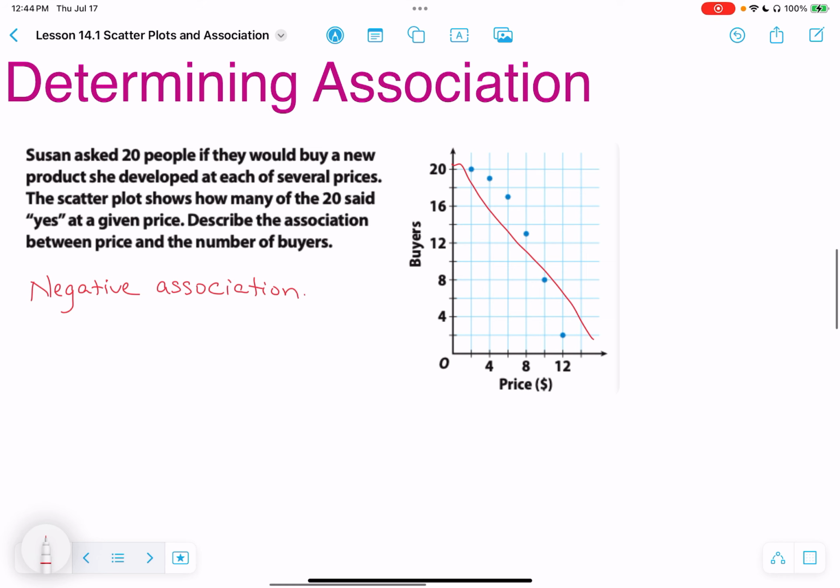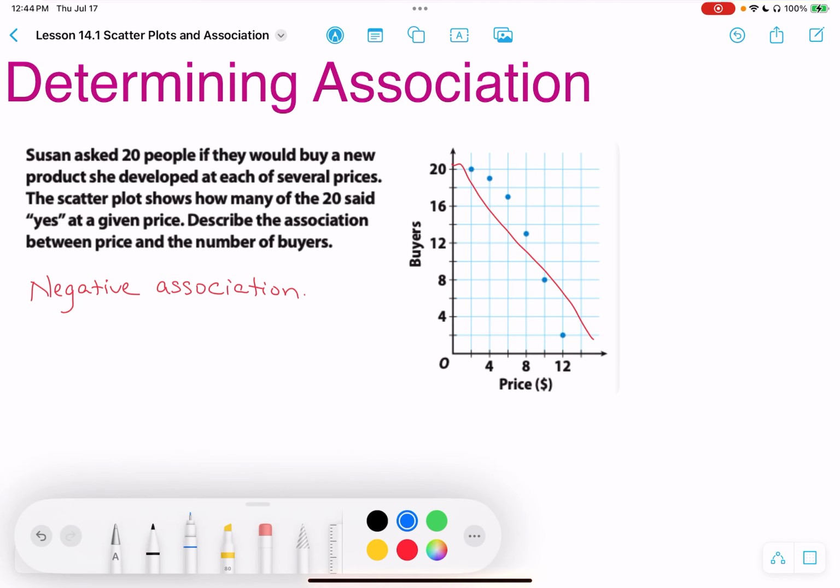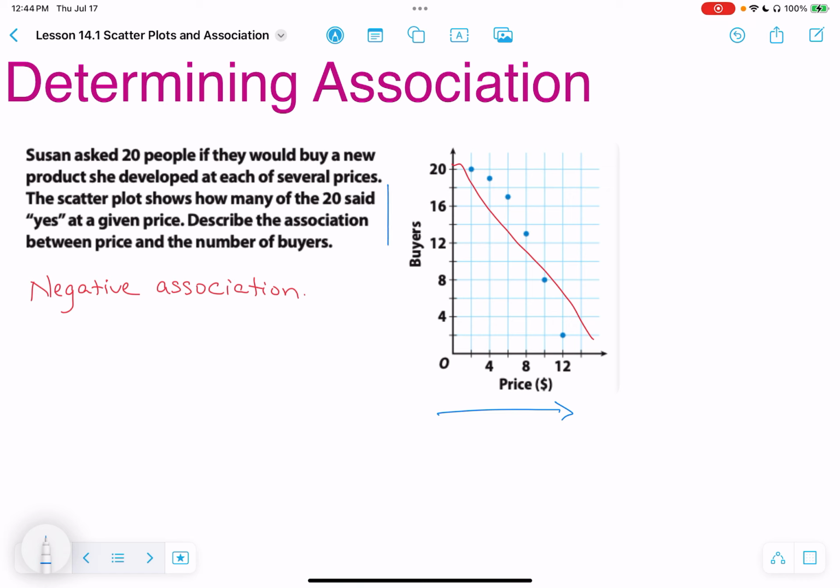Well, what does that mean? It means as the price goes up, the buyers go down. As price increases, number of buyers decreases. And this makes complete sense. As you charge more for a product, there are fewer people who are willing to buy it. The more expensive something gets, the less likely someone is to buy it. That is an example of a negative association.